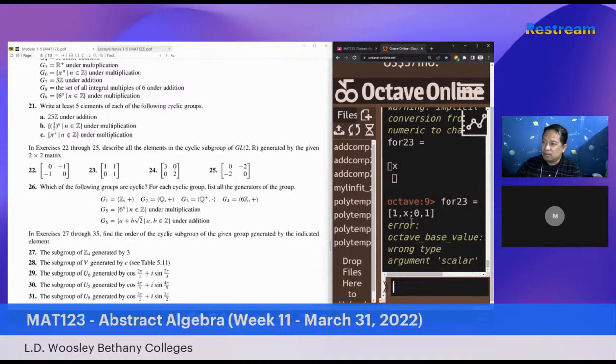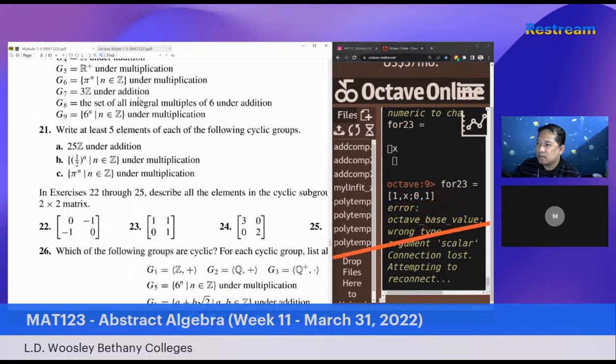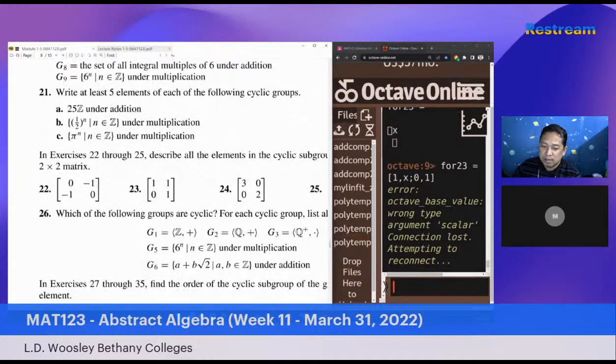So for number 23, 24. Can you see number 24, Micaela? Why is there no audio? What happened to your audio? Okay, this time, how do you describe the elements of a cyclic subgroup whose generator is [3 0; 0 2]? Here, the identity element should also be generated. What's important is that the identity element is generated out of this given matrix. So that's the important thing there, no?